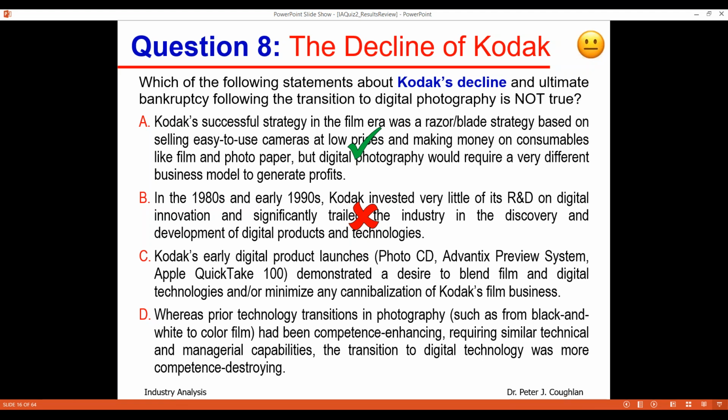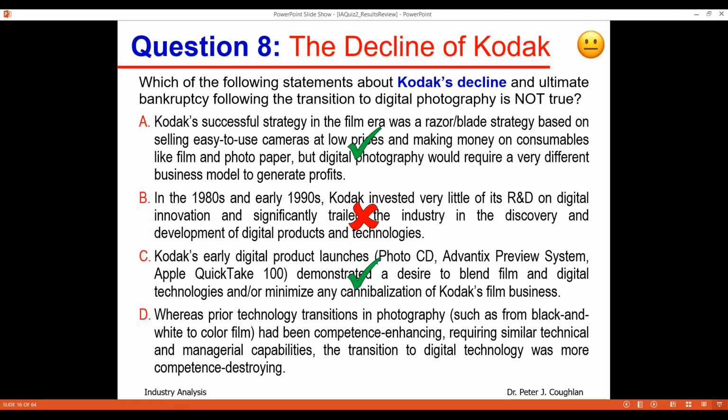And finally, Apple's QuickTake 100. This was completely designed by Kodak. All Apple did was lend its name and its brand, because Kodak did not want to cannibalize its film sales. It didn't want to put out a Kodak consumer digital camera. It put out its camera under the Apple name so it wouldn't signal that Kodak was moving to digital and away from film, for fear of cannibalizing film. It also made the camera look like binoculars instead of a regular camera, again for fear of cannibalizing existing sales. So answer C is in fact true.